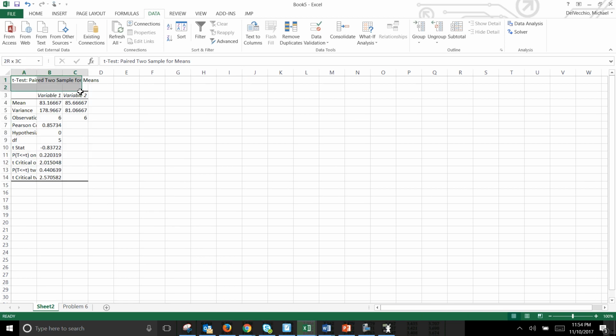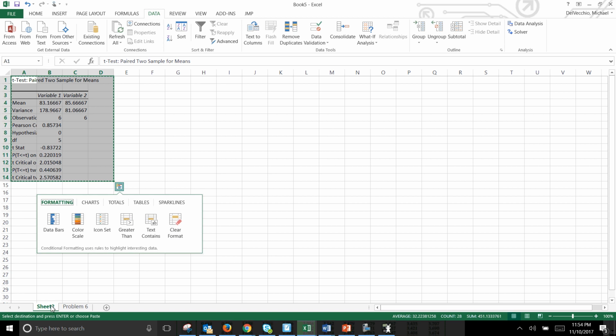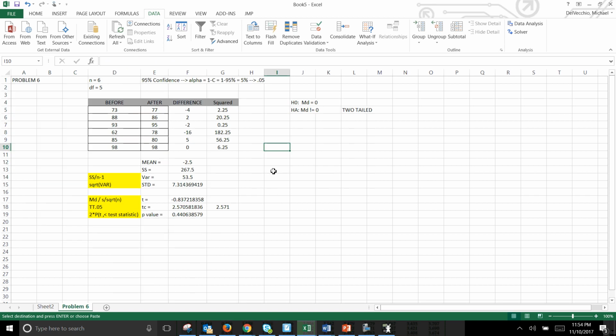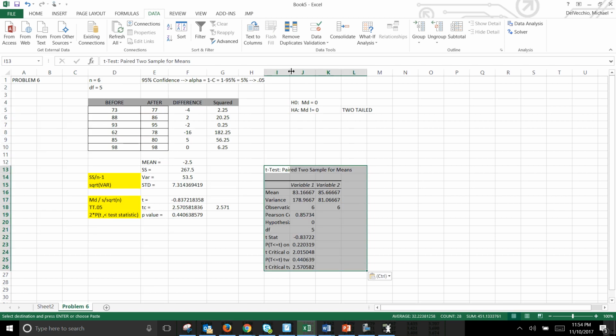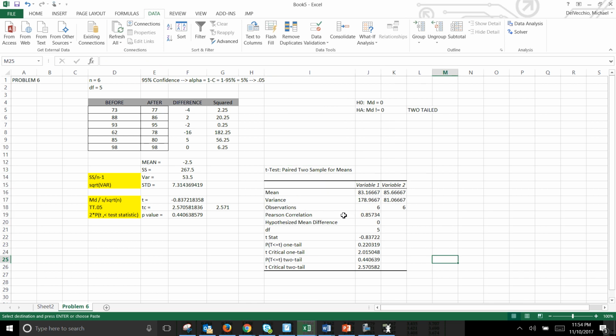Let's go ahead and paste this into our other worksheet and compare our answers. So let's post it over here. Notice that the difference in means is 5, so that matches up. And our t-statistic is negative 0.837, so that also matches up.